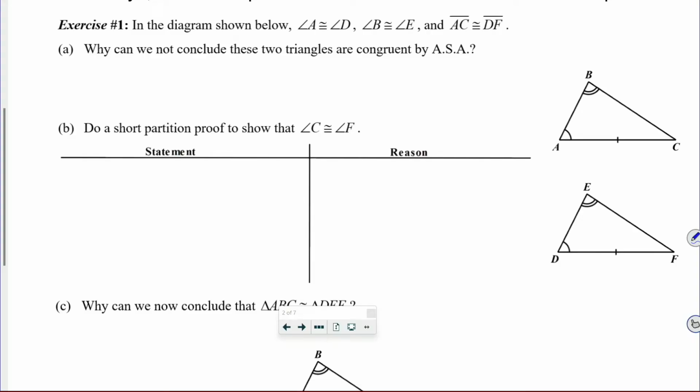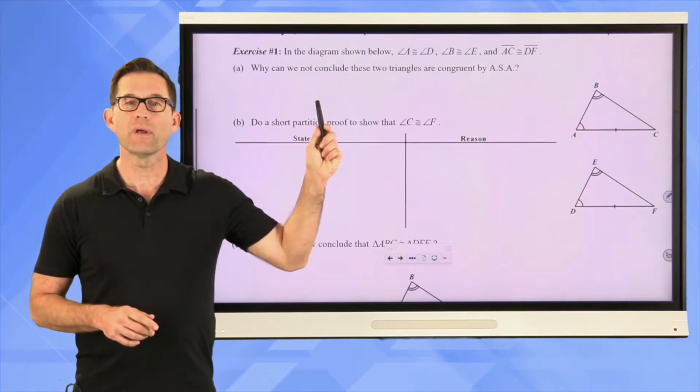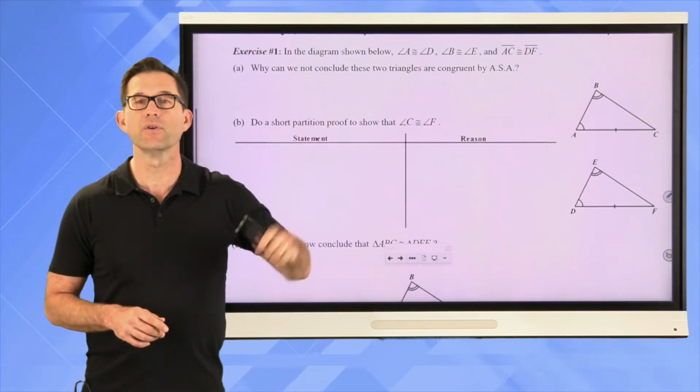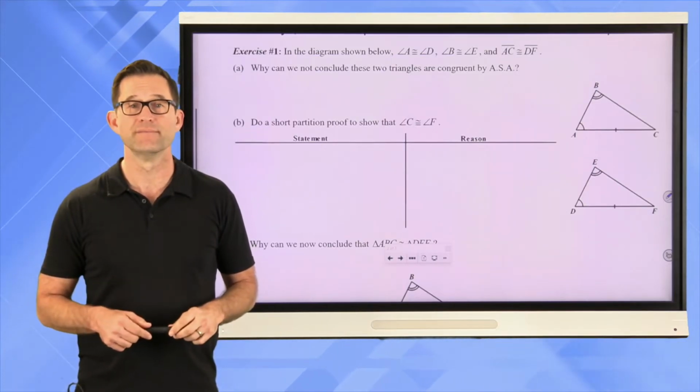In the diagram shown below, angle A is congruent to angle D, angle B is congruent to angle E, and side AC is congruent to side DF. Letter A. Why can we not conclude that these two triangles are congruent by ASA? All right, well, pause the video now and see if you can answer why we cannot conclude that the triangles are congruent by the ASA congruence theorem.